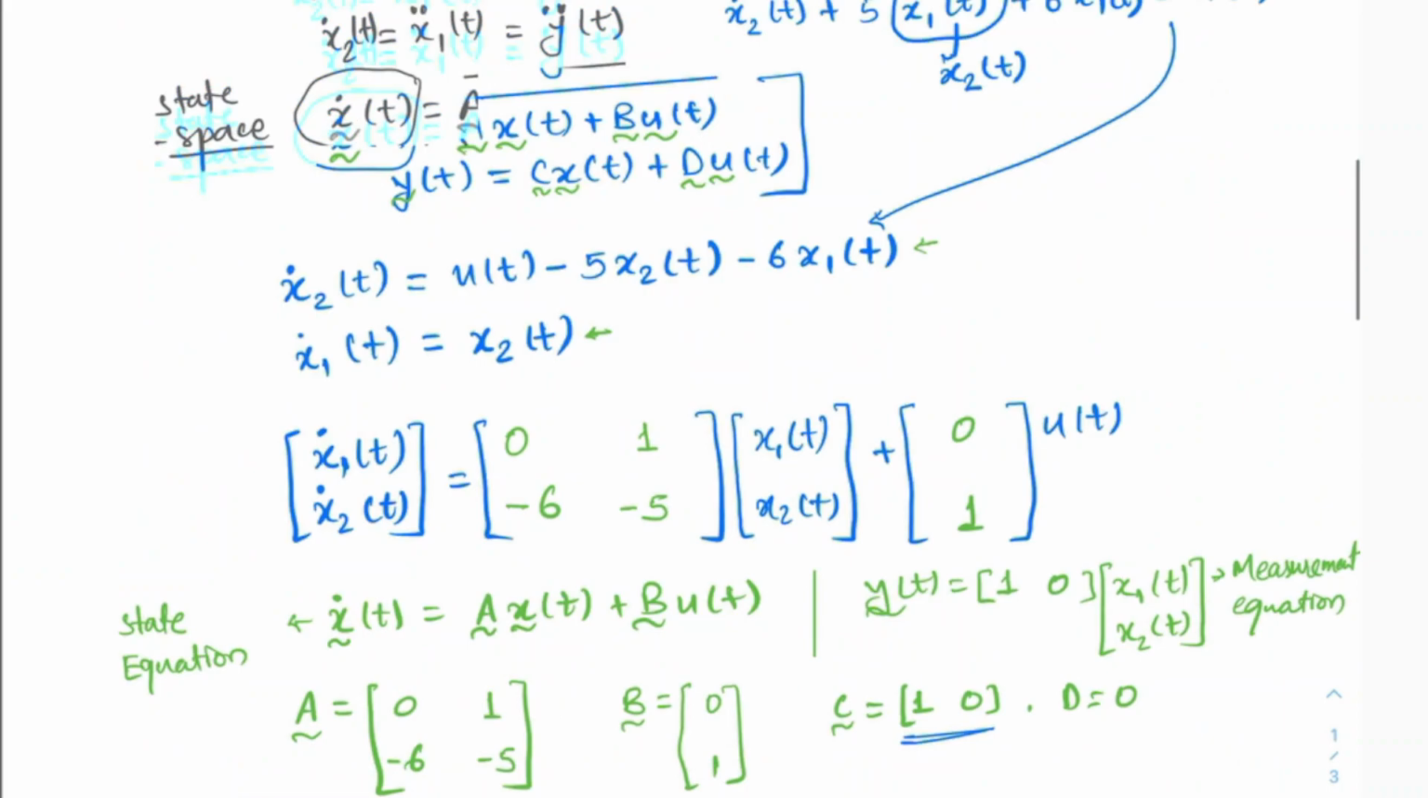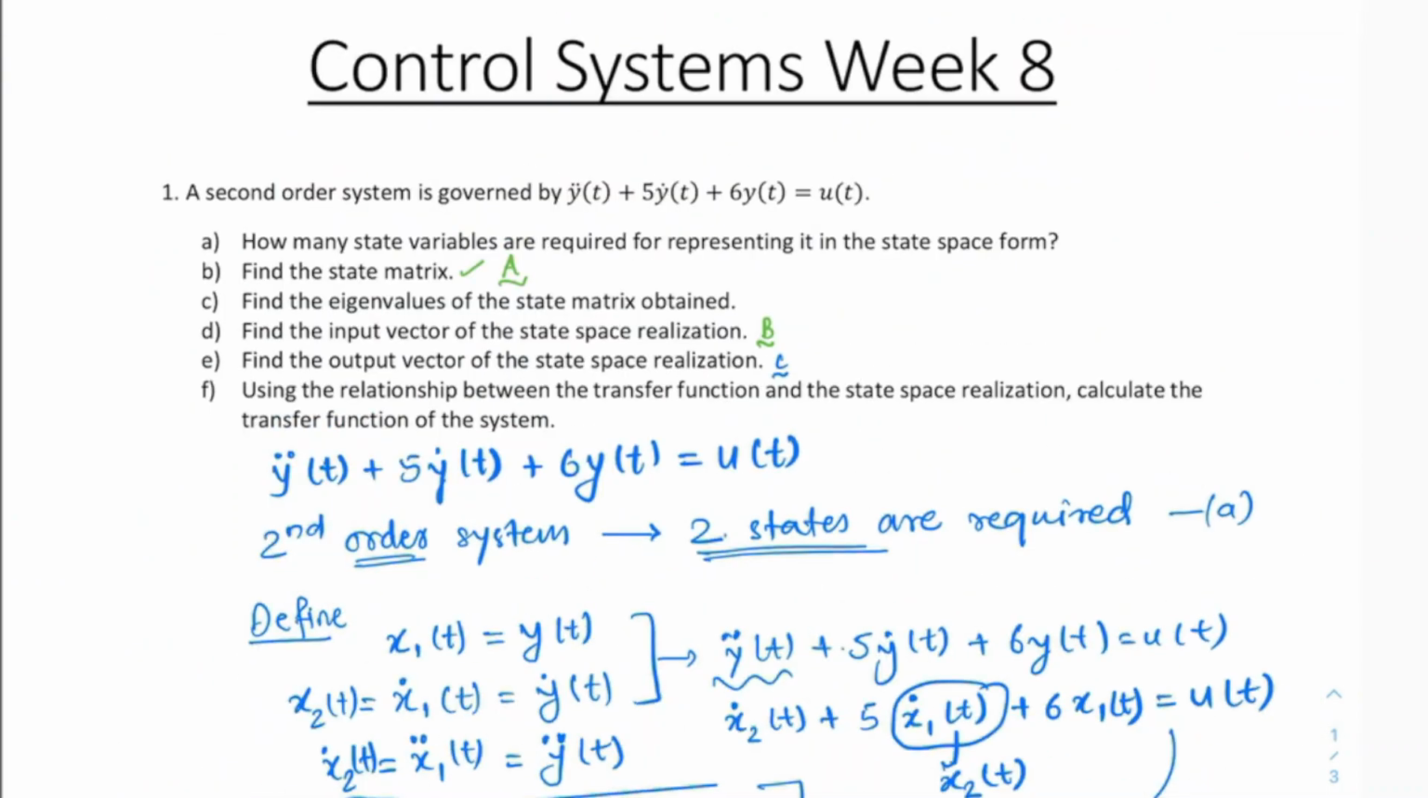Alright, so let's review. We have answered this also using the relationship between transfer function and state space realization. Calculate the transfer function of the system. So what is the benefit of using a transfer function? Or rather, why do we even discuss the state space if transfer function essentially talks about the same system?